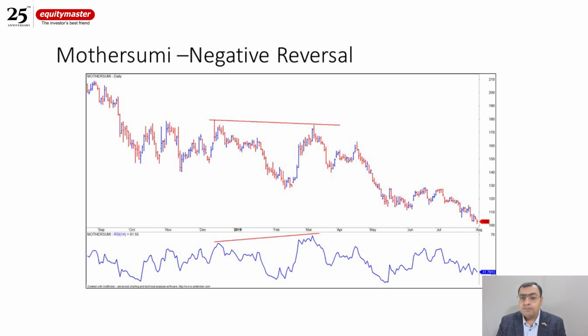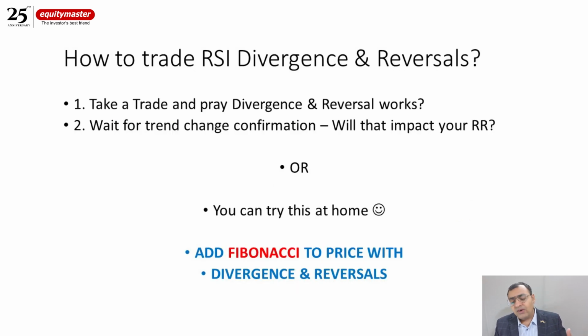And I'm sure those who have been trading RSI for quite long have experienced this problem of how to play divergences and reversals, right? You might also have faced this issue. I have, even at the start of my career when I was using RSI oscillators, I used to find these kinds of problems frequently. But being a Fibonacci trader for quite long now, more than a decade, I have introduced one system where I'm using Fibonacci with RSI divergence and reversals.